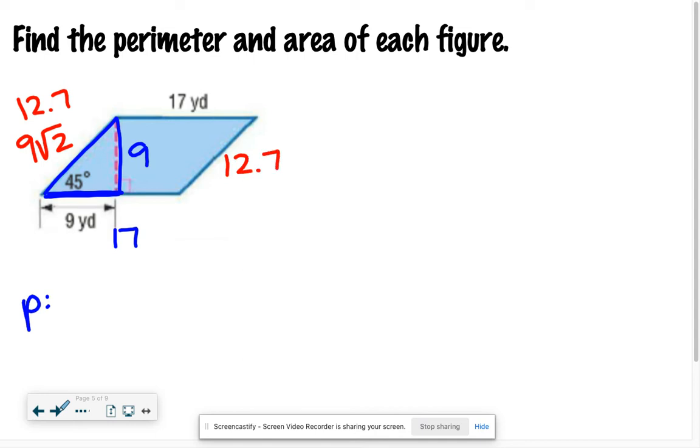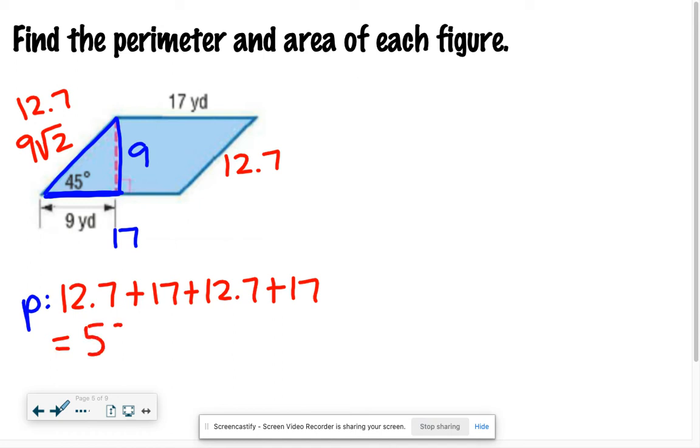So now if we find the perimeter, we'll have 12.7 plus 17 plus 12.7 plus another 17 for a grand total of 59.4 yards.